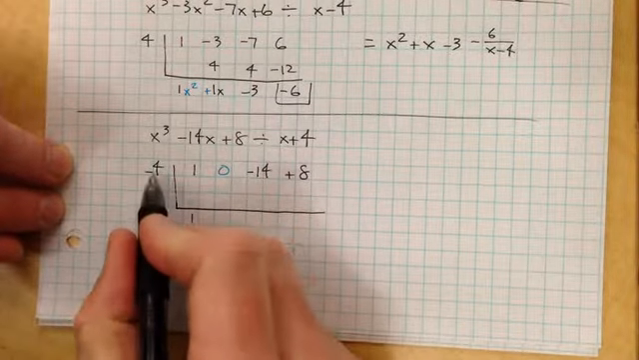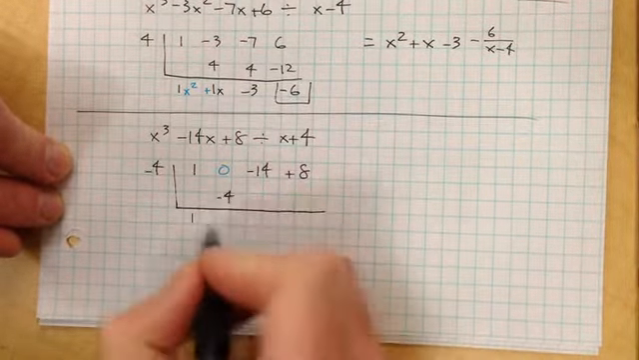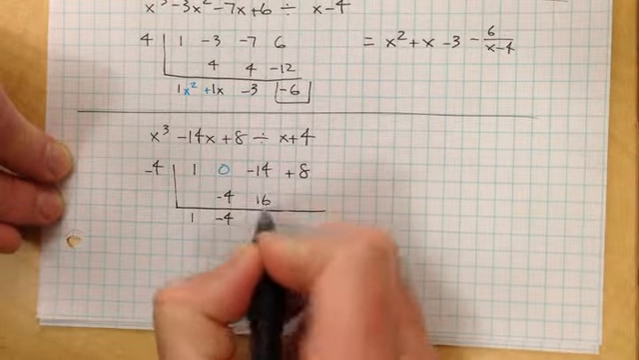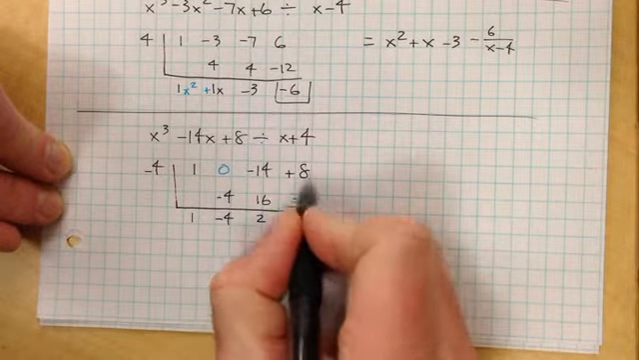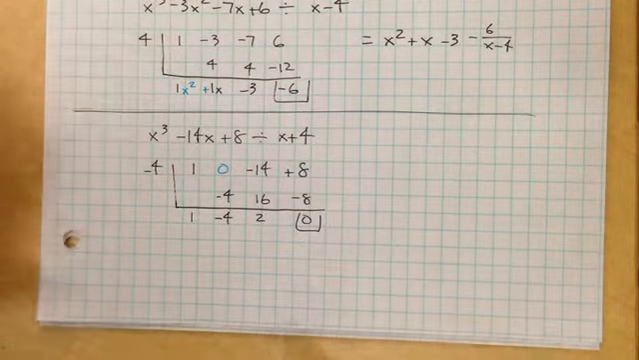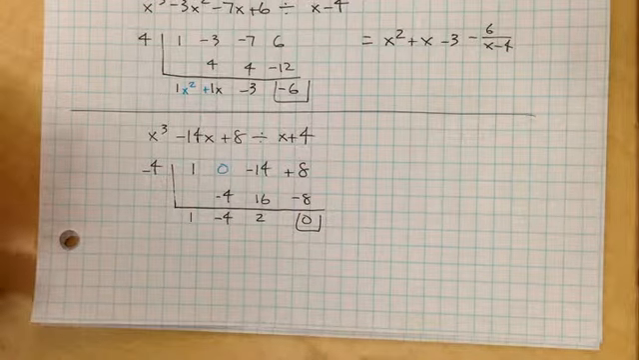First term comes down, 1. Multiply. Negative 4 times 1, negative 4. Add down. Multiply. 16. Add down. Multiply. Add down. Remainder of 0. Great. x plus 4 is a root. Excuse me, x plus 4 is a factor. Negative 4 is a root or 0.